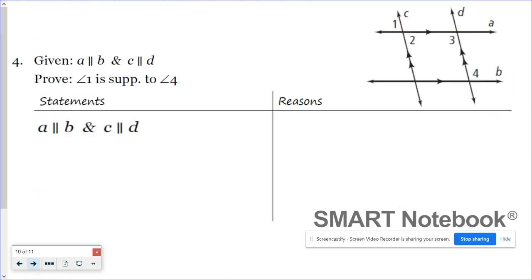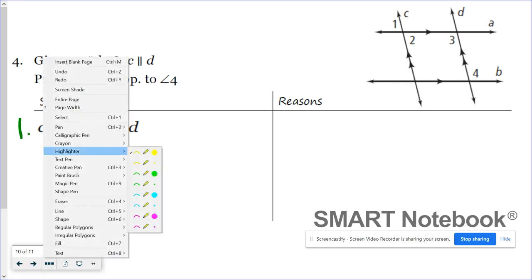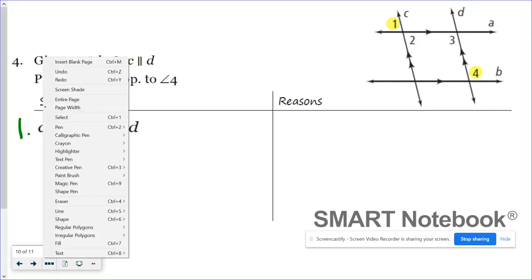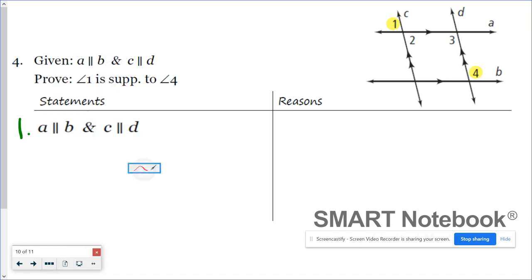All right, let's take a look at one more. In number 4 here, we're given that line A is parallel to line B and that line C is parallel to line D. Our goal is to prove that angle 1 is supplementary to angle 4. So here's angle 1, here's angle 4. We need to bring both of those angles into our proof using what we've been given and or the diagram. So what are some thoughts?